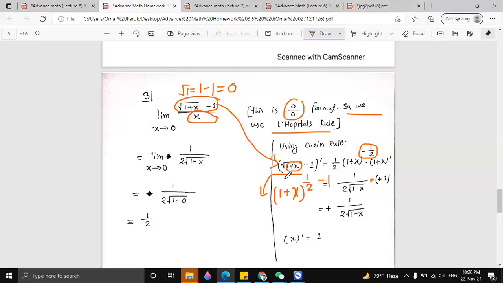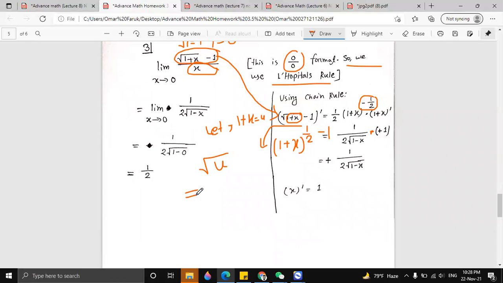And the outside function is root over 1 plus x. So we let 1 plus x equal to u, okay? So it will be root over u. Firstly we have to differentiate the outer function. Root over u is u to the power half. And then we have to multiply by the derivative of the inside function. The inside function is 1 plus x.